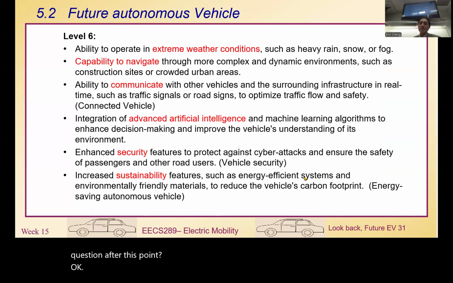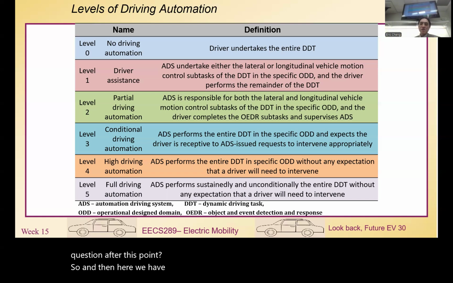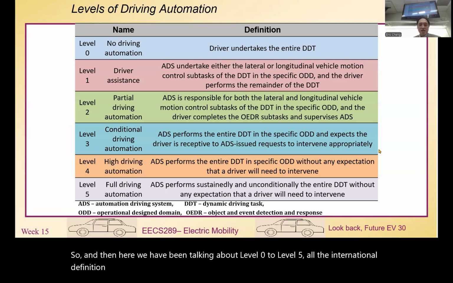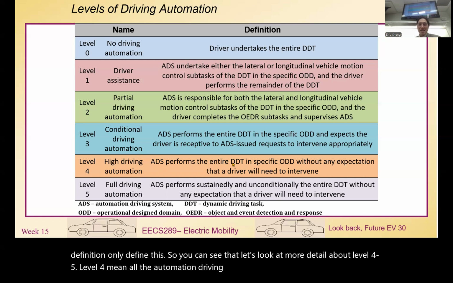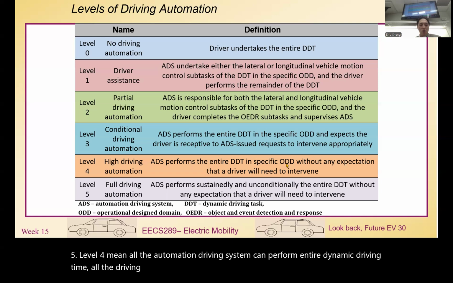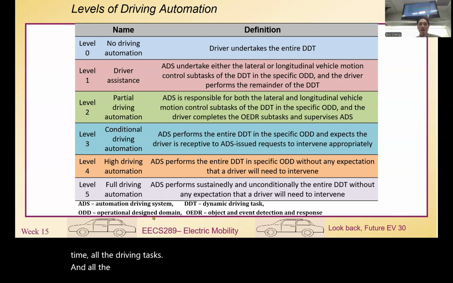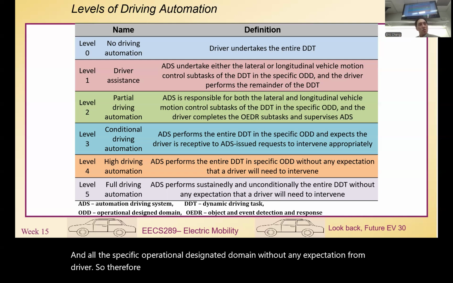So here we have been talking about level 0 to level 5. The international definition only defines this. Let's look at more detail about level 4 and 5. Level 4 means the automation driving system can perform the entire dynamic driving task, all the driving tasks, in the specific operational designated domain without any expectation from the driver. So level 4 means really high automation. They can do everything, but they don't need the driver to do anything.